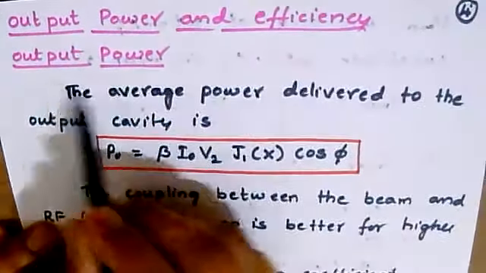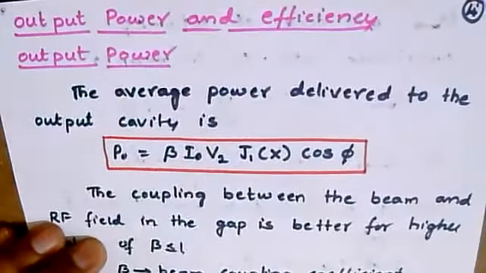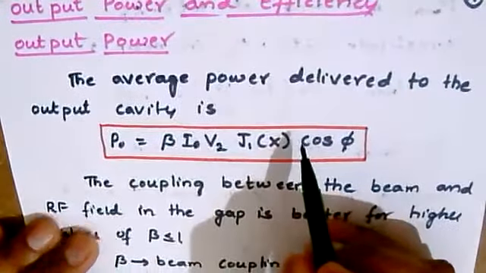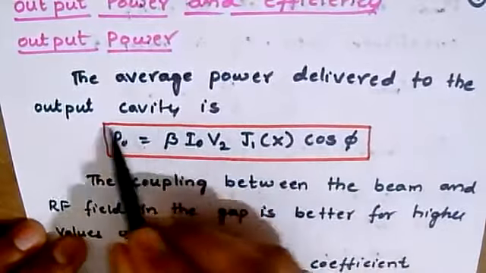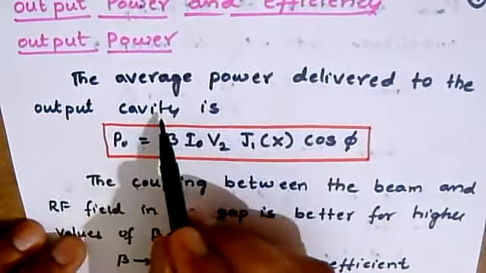Okay, so the equation straight away, and first I'm concentrating on the output power, how to derive it. It's a very simple equation. We do not have much derivation related to this. So this is the final equation from which we get the output taken across the output cavity.